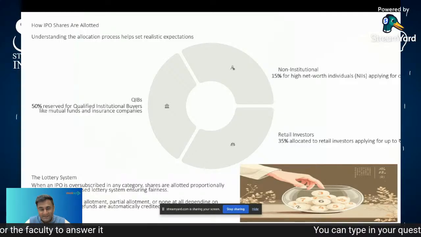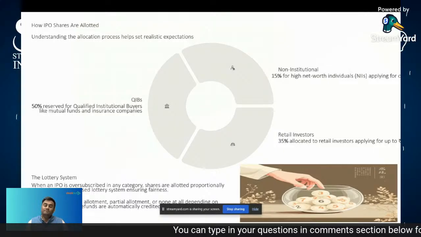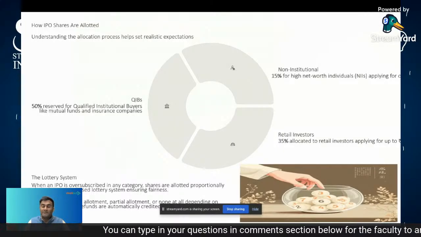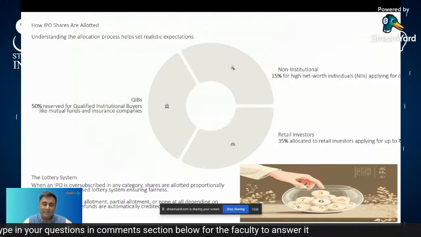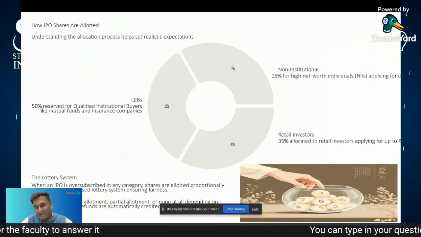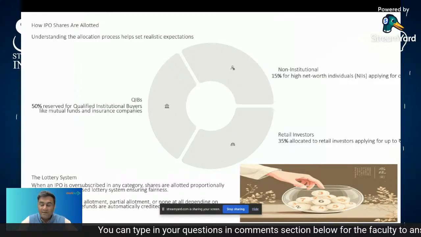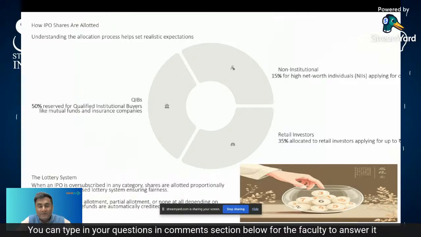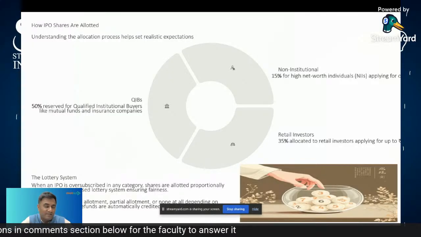So generally, smart investors try to apply from more PAN cards. If you have 5 members in your family eligible for applying, you apply from all 5 names. So that's how you increase the odds of getting an IPO. All right. So do read about these points, friends.